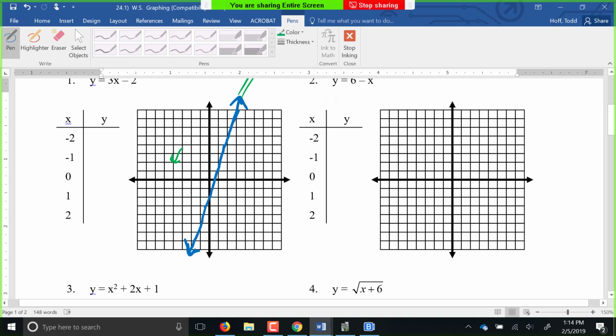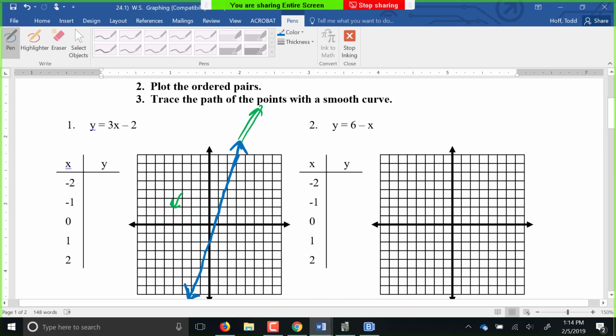The second one over here, y equals 6 minus x. It's going to look something like that. Again, the arrowheads, we can keep going in both directions.